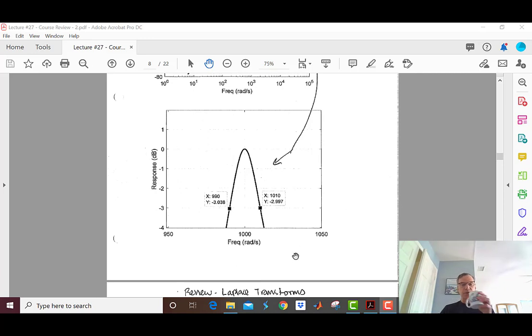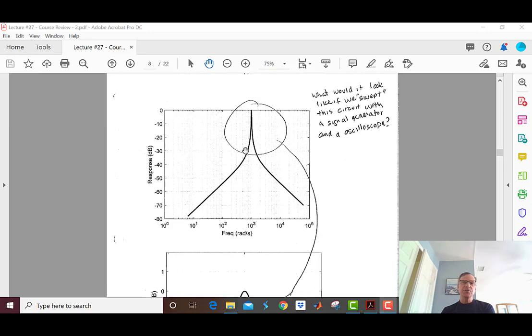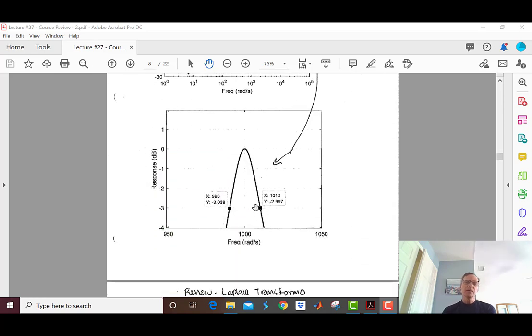Let's zoom in on this portion right here. You can see I've zoomed this way, and I'm going to zoom this way too, because I want to look at that 3 dB frequency, and 3 dB is only about right here, so I need to zoom in. Here it is. At 990 radians per second, check it out, I'm down 3 dB. And at 1010 radians per second, I am down 3 dB.